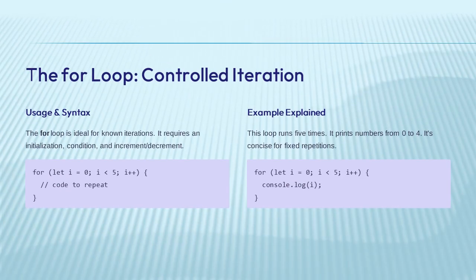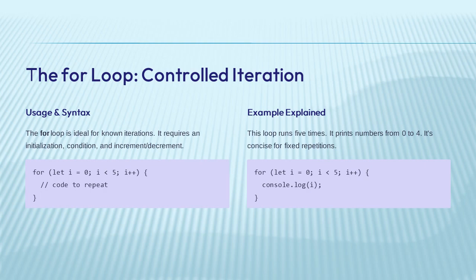Let's start with the most common loop, the for loop. It looks like this. The for loop is ideal for known iterations. It requires an initialization, condition, and increment or decrement. Here's what's happening. We start with i equals 0, which checks if i is less than 5. If true, the code inside the loop runs. After each loop, we increment i by 1 using i++. This will print numbers 0 through 4. Simple, right? Use a for loop when you know exactly how many times you want to repeat something.